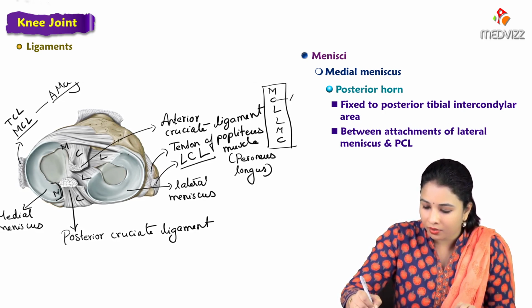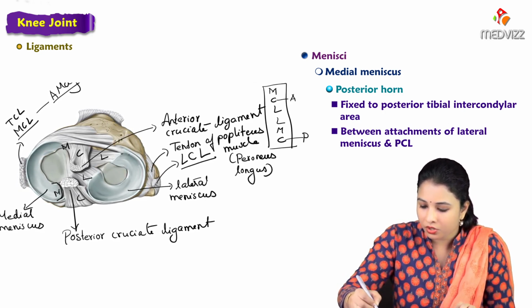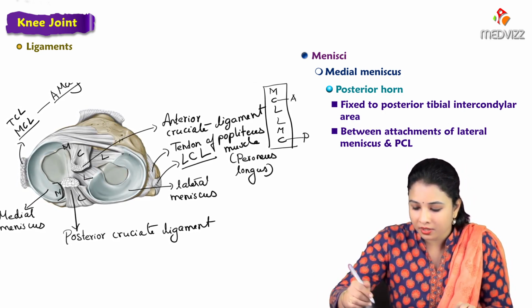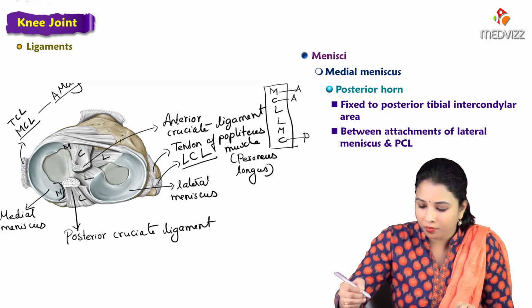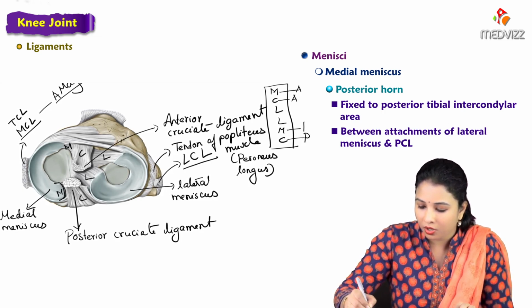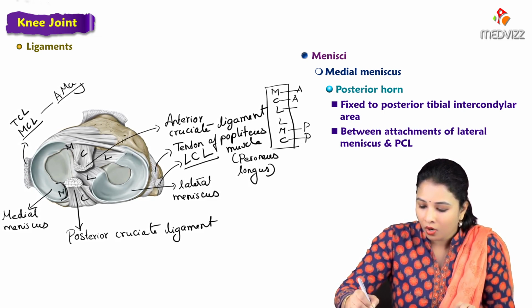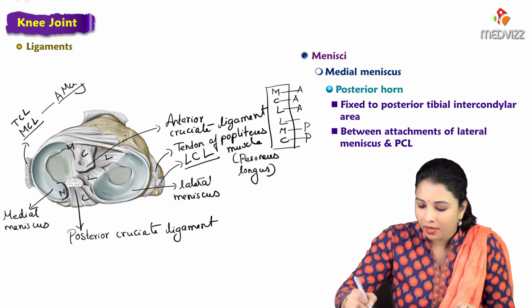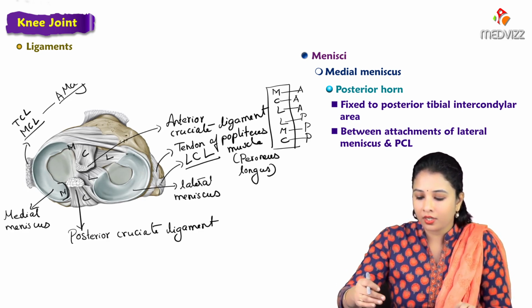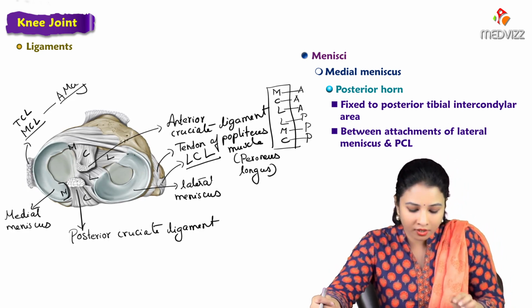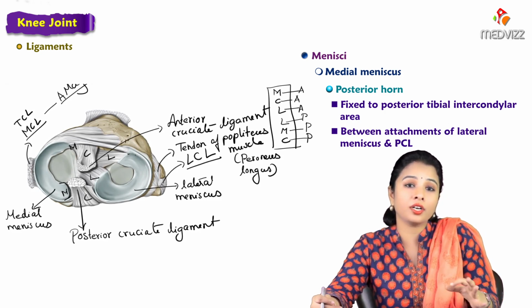This is the anterior cruciate, this is the posterior cruciate. M is for the medial meniscus: this is the anterior horn of the medial meniscus, this is the posterior horn of the medial meniscus. L stands for the anterior horn of the lateral meniscus, and here the posterior horn of the lateral. So they are arranged in this order over the intercondylar area.